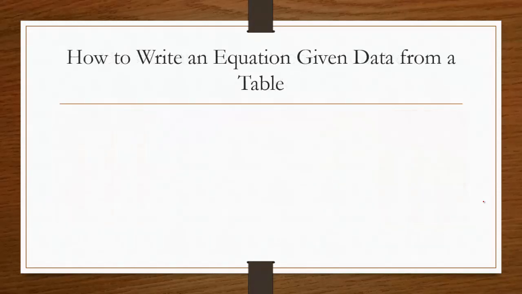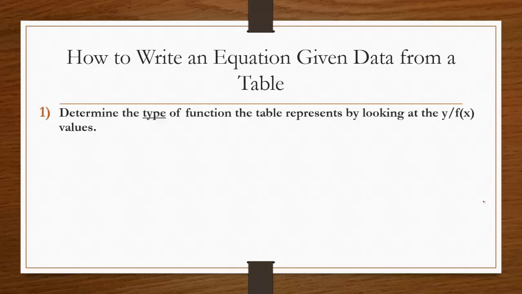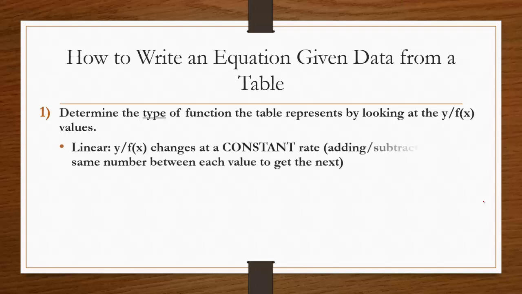So now, how to write an equation given data from a table. We're going to be given data in a table, and we have to write an equation based on that. The first thing you want to do is determine the type of function the table represents by looking at the values, basically what you just did in the last slide. With linear, the y or the f of x changes at a constant rate, meaning you're adding or subtracting the same number between each value to get the next one.